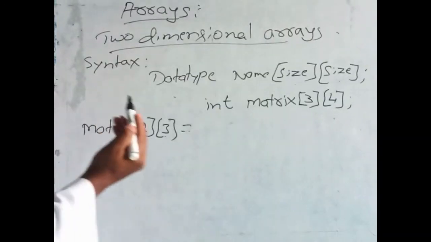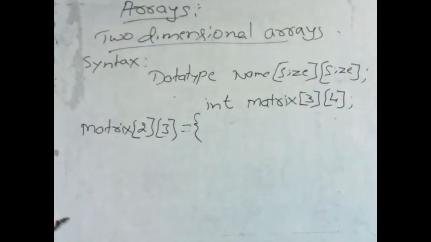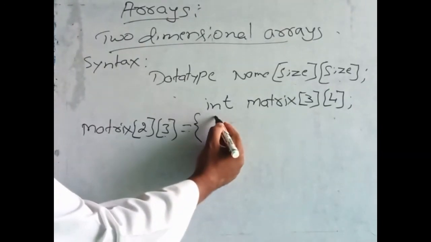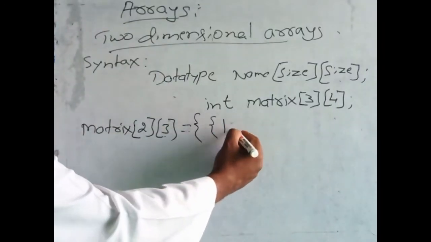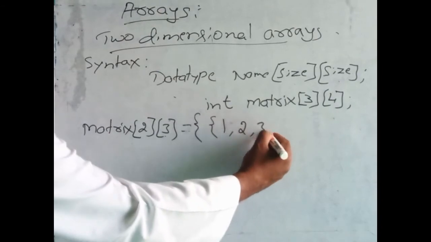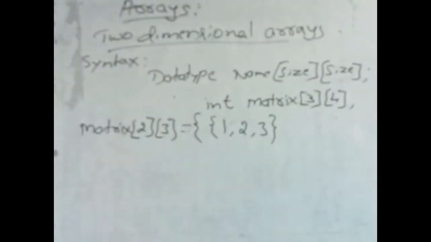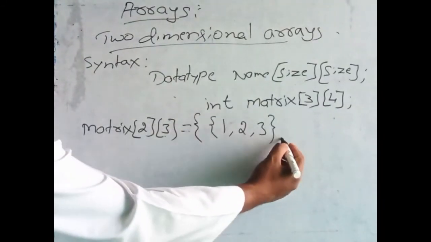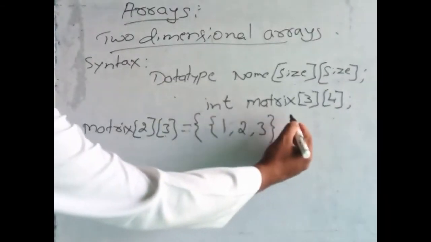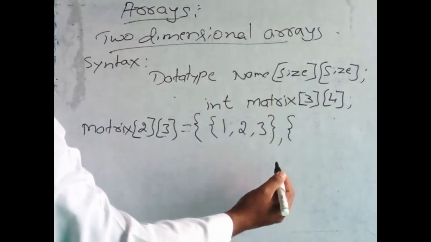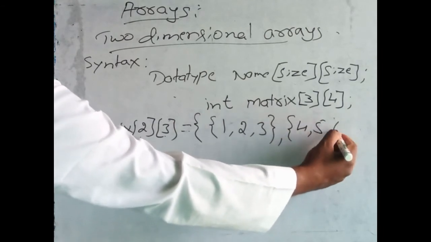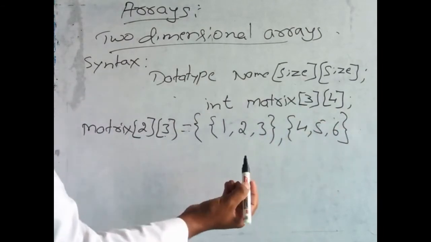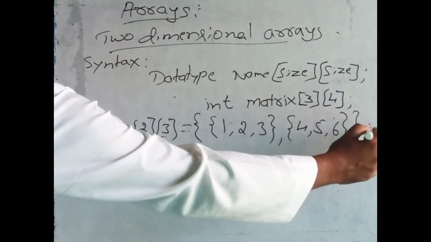For example, this is the flower bracket starting for the array. Here, one more flower bracket I am writing for one row: 1, 2, 3. Three elements are there in that, separated by commas. Again, another row we will write here: 4, 5, 6. Now close the array here.